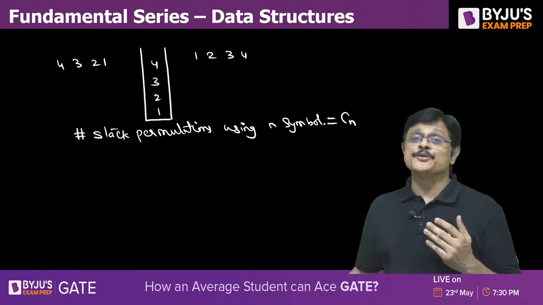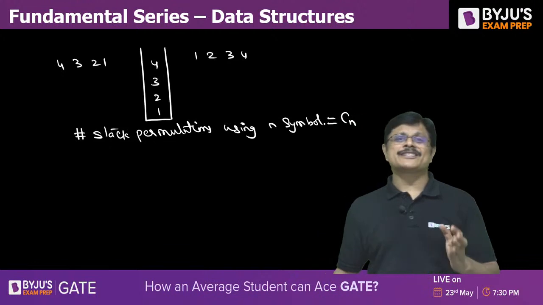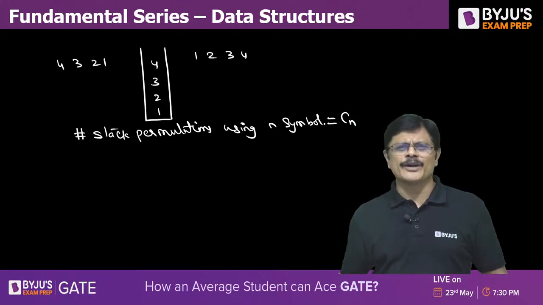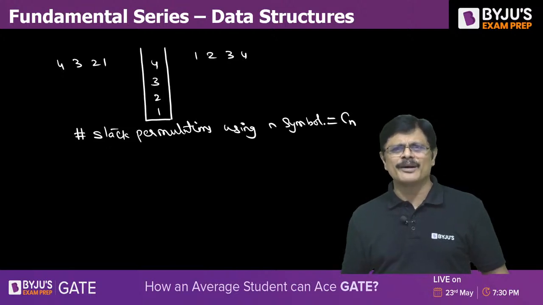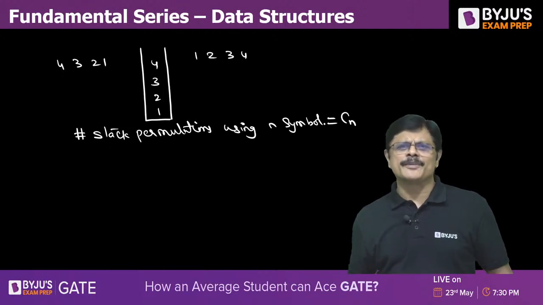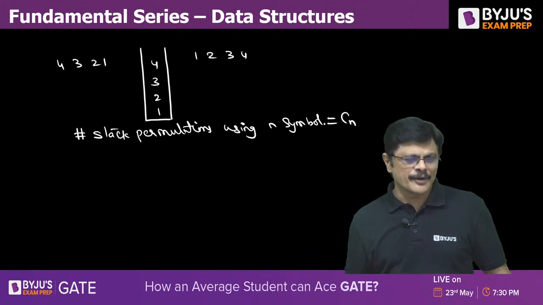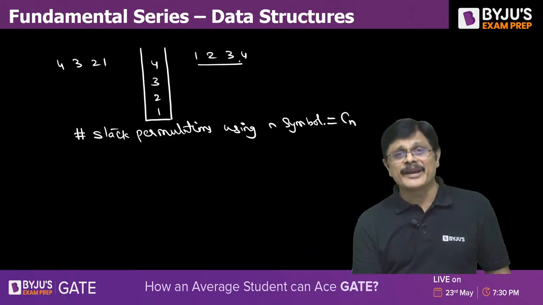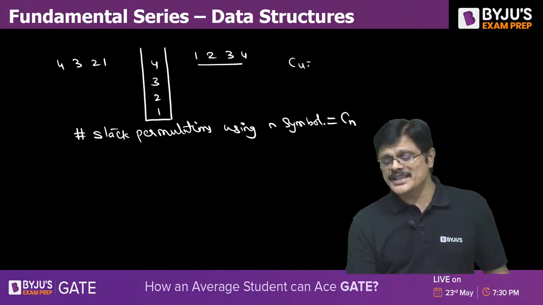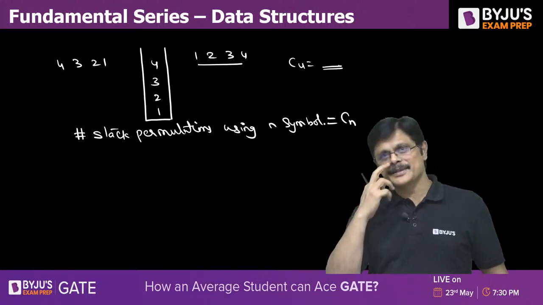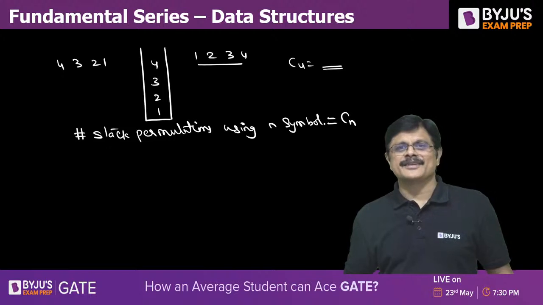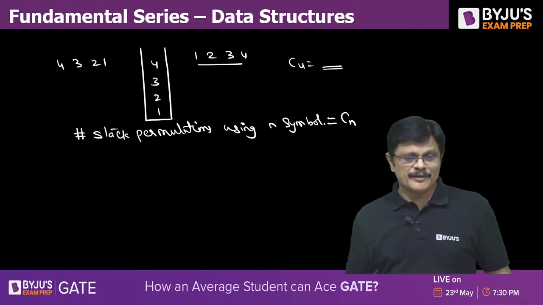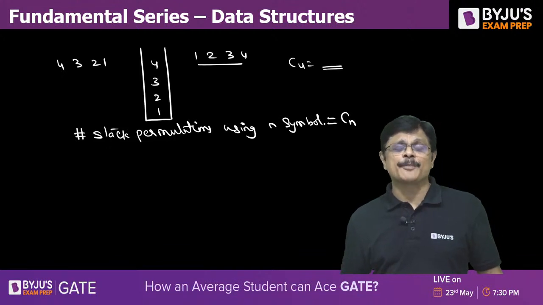Am I clear? And you see many problems for which the Catalan number is a solution. Tomorrow I am sending one recorded video on the Catalan number. I will be discussing all important problems which can be solved using the Catalan number. You can just go through it. So here with 4 numbers I can create C4. What is C4, my dear friends? With 4 numbers, how many stack permutations are possible?